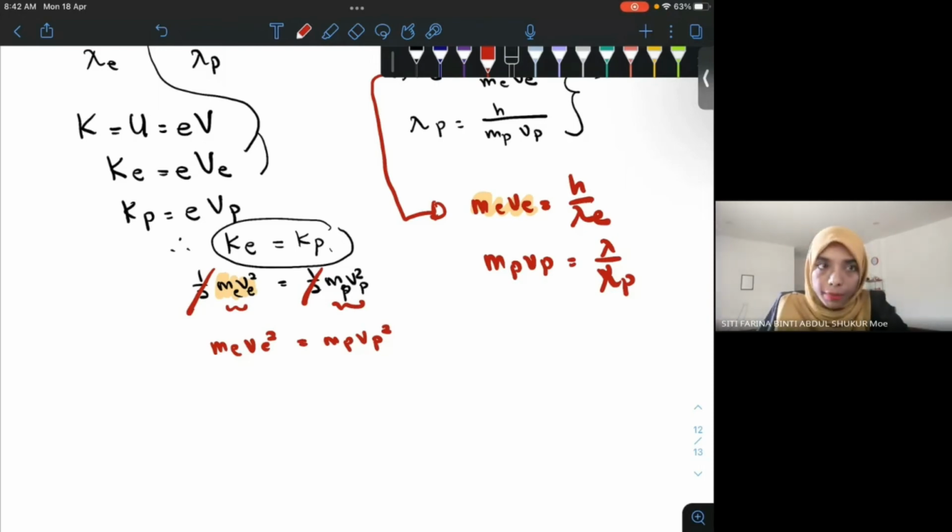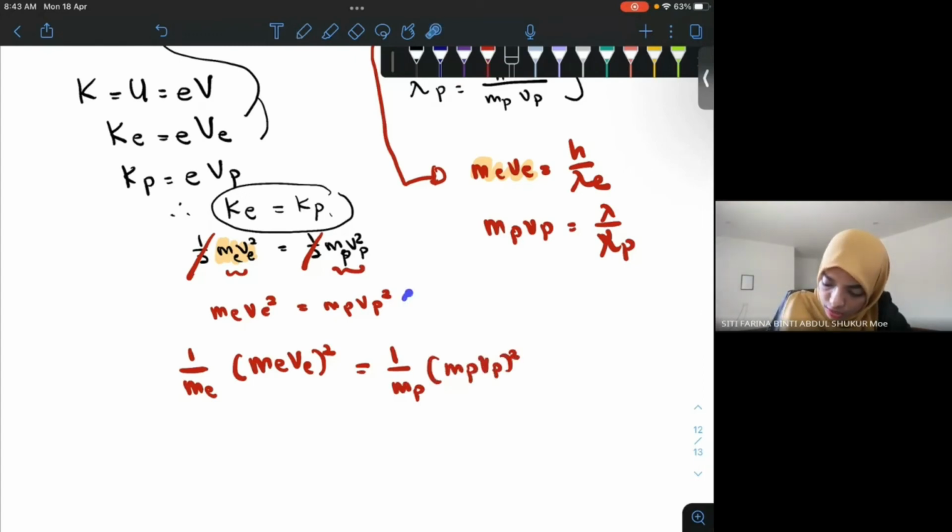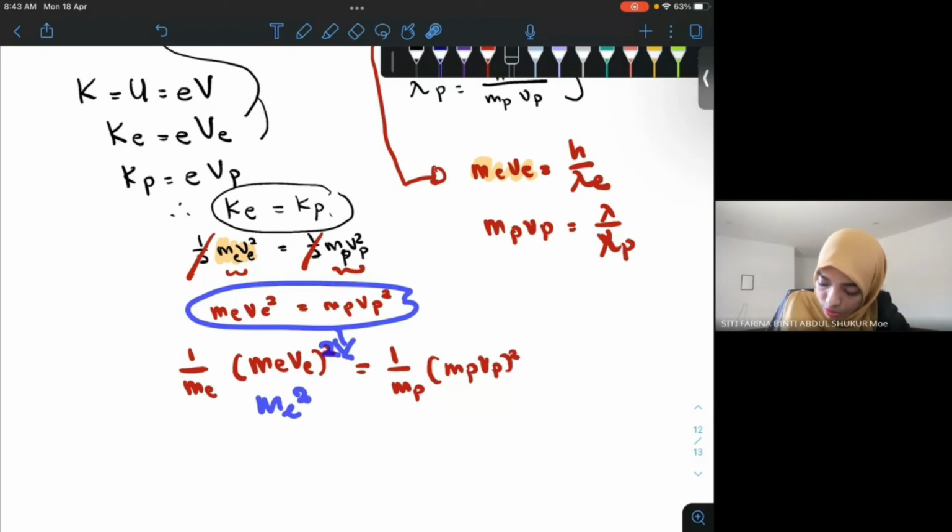Okay, so next step apa yang kita akan buat adalah kita akan cuba 1 over ME over MEVE square. Faham ke? Sama dengan 1 over MPVP square. Sebenarnya ini saya tulis balik sebegini. Benda yang sama. Saya squarekan dekat sini. You will end up with ME square VE square. Betul tak? Tapi saya cancel balik dengan ME sini supaya you will end up with MEVE square.